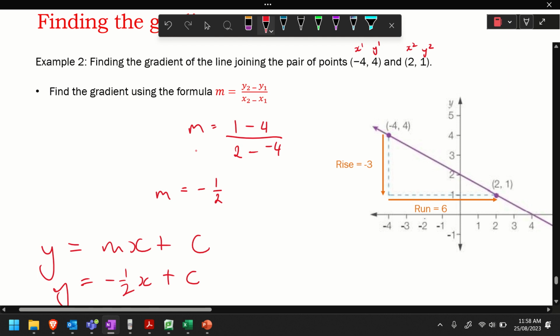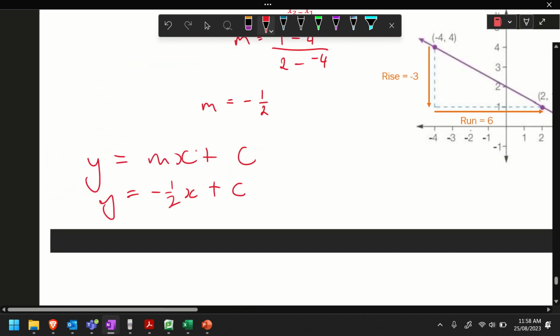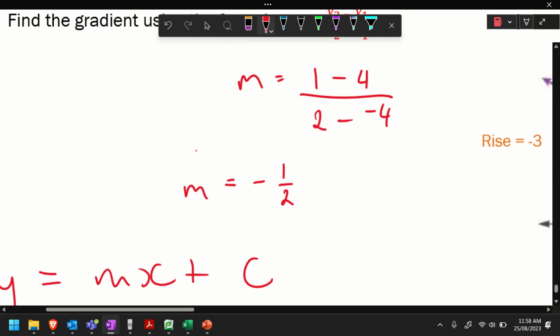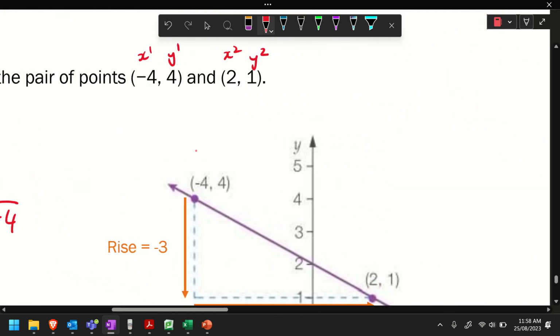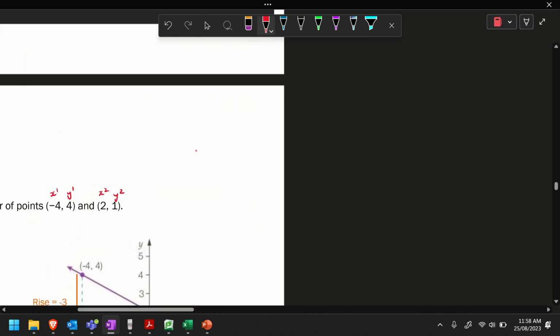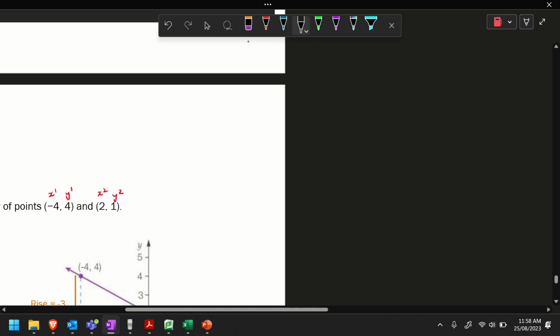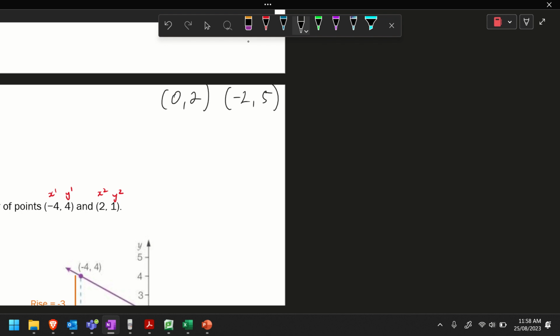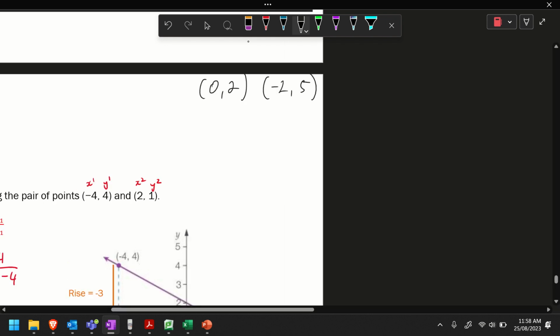Maybe I'll do one more example. Yeah? Let's do one more just to understand the whole the points. Let's make up, I'm going to make up any 2 points. Maybe do this in the top right corner there. Let's go with 0, 2, and then negative 2, 5. I don't know if that one makes sense. 0, 2, negative 2, 5. Yeah, okay. Yeah, we'll go with that.